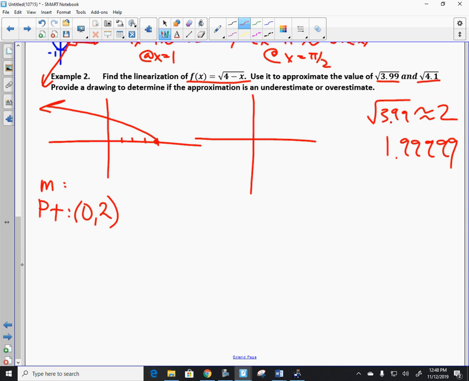Second part, we need to find the slope. In order to find the slope, we take the derivative. On the outside, I have u to the 1/2. On the inside, 4 minus x. Derivative of 4 minus x is -1. Derivative of u to the 1/2, so I get -1 over 2 roots of 4 minus x. What is the x value that we are using? We're using 0. Let's plug in 0. I get 4 minus 0 is 4. Square root of 4 is 2. Times 2 is 4. I get -1/4.